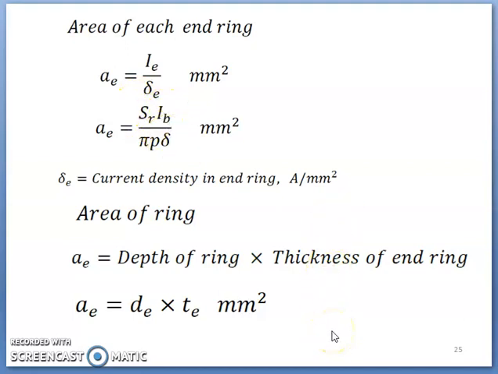So here you have seen how to calculate end ring current and area of end rings, right?